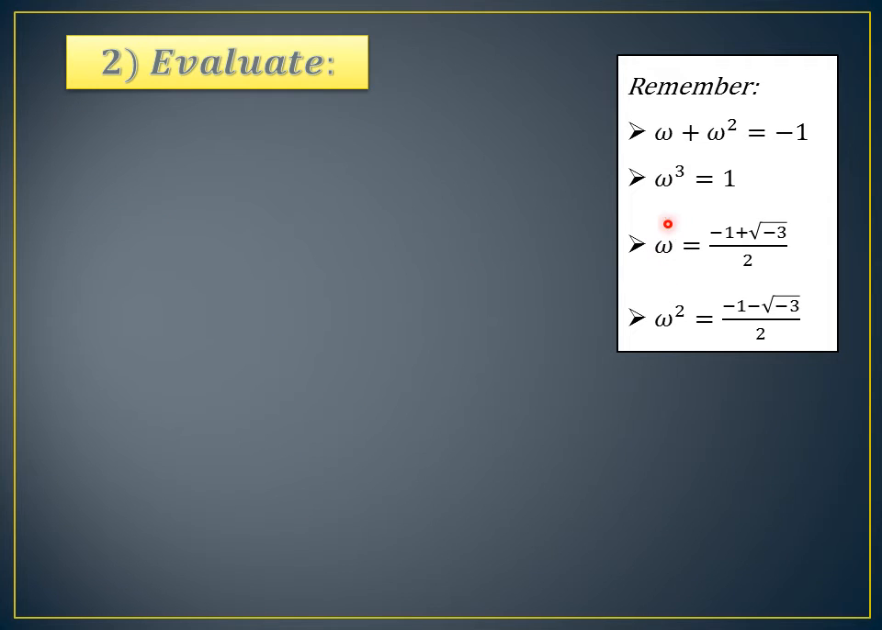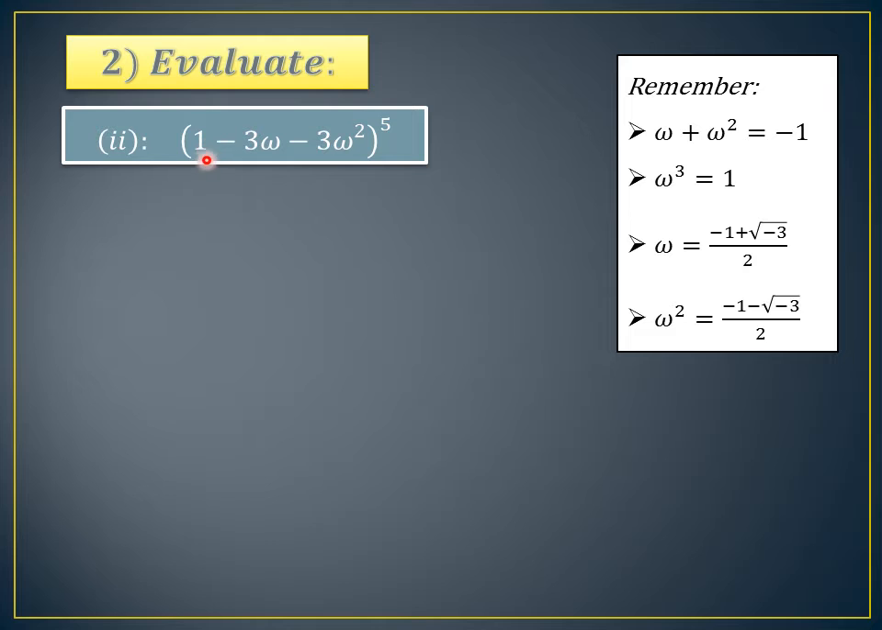Again, remember the formulas. Part 2 states (1 minus 3 omega minus 3 omega square) whole power 5. Again, we are having omega and omega square, but the sign is not the same. We are having minus and we must be having plus to change it to the given value. Minus 3 omega and minus 3 omega square, what can be taken as common? Minus 3, because omega can't be taken as common, because we need to have omega and omega square inside the bracket. So minus 3 will be taken as common.